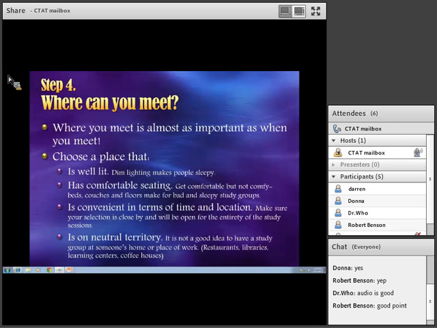So neutral territory is pretty important in terms of where you're meeting. So places like restaurants and the library, the learning center, are better choices than going to somebody's house because it's easy to get distracted there too.